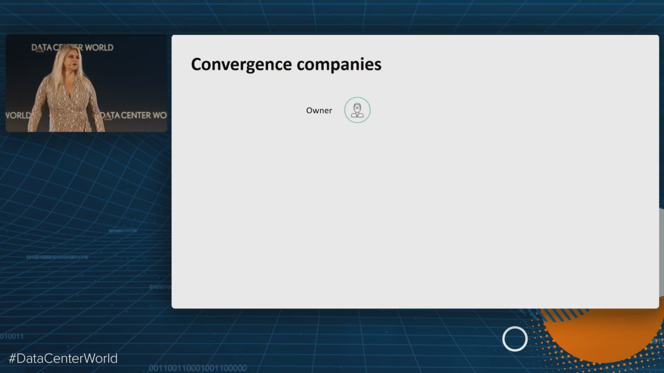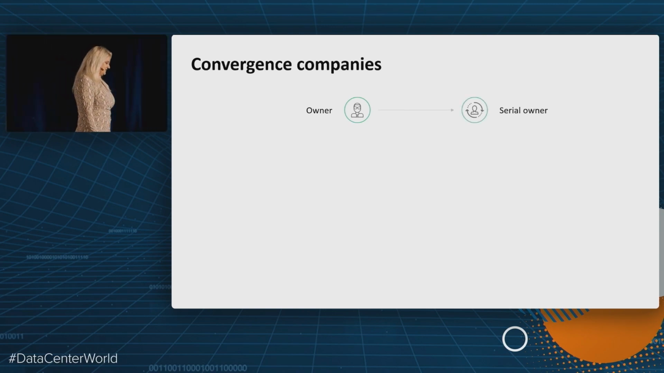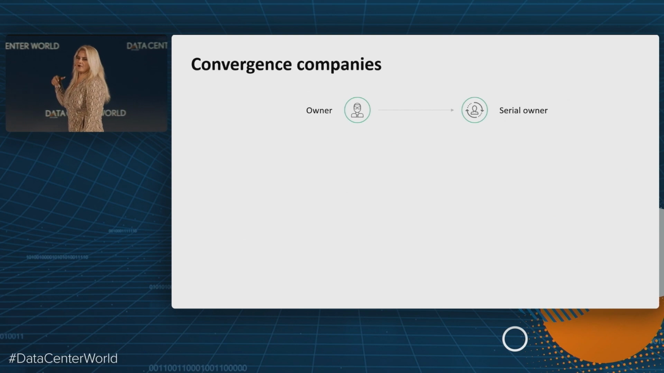So our companies are changing, and I'm going to go kind of fast through these, but we're seeing owners become serial owners. I coined that phrase. Why? Because I thought of it like serial killers back in the day. They want to kill with the same fingerprint, right? I don't want 50 different data centers. I want the same data center. I want the same hospital.